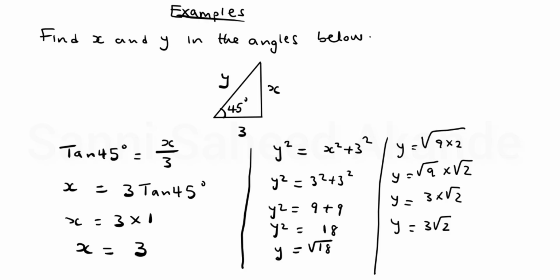So let's move on to another question. We are given this triangle and it's labeled as 5, x and y. This angle is given to be 30 degrees and this angle is 90 degrees. We want to find the value of x and y as well. Solution.